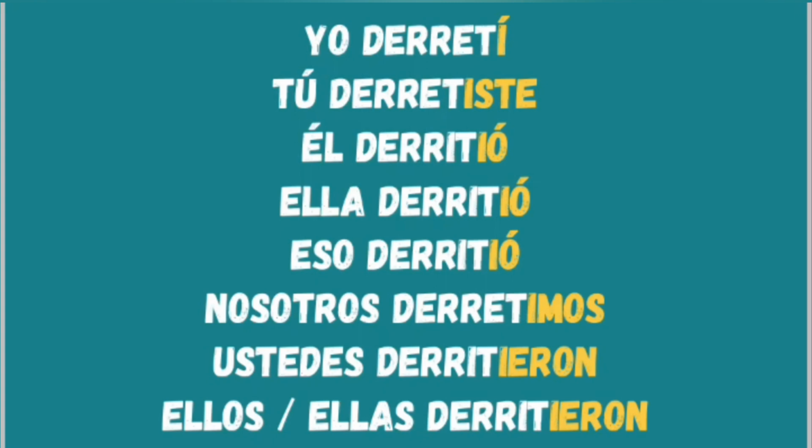If you want to say we melted, you have to say nosotros derretimos. Now, if you want to say you melted in the plural form, then you have to say ustedes derritieron. Okay? And now if you want to say they melted, you have to say ellos derritieron, okay? If you're talking about a group of men, and if you're talking about a group of women, then you have to say ellas derritieron.